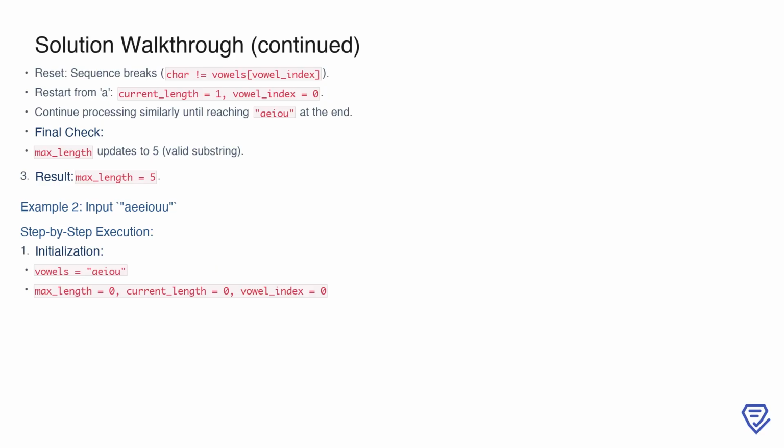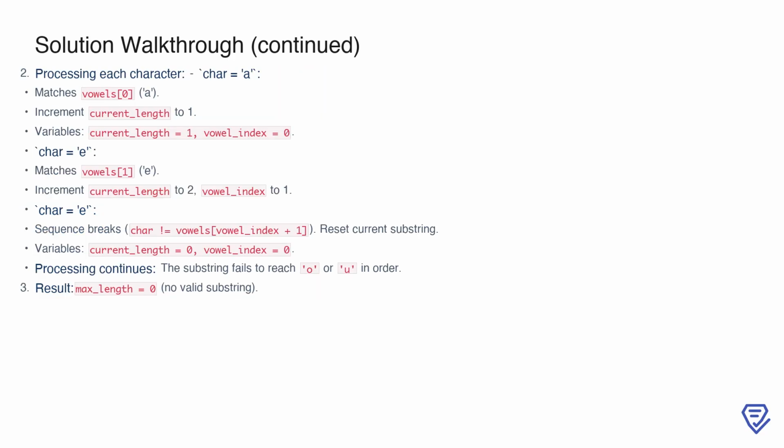Now, moving on to the second example, we initialize the same variables as before. Vowels is set to AIOU, and both current_length and vowel_index start at 0. The max_length is again initialized to 0 to track the longest valid substring. In this second example, we begin processing the input string.